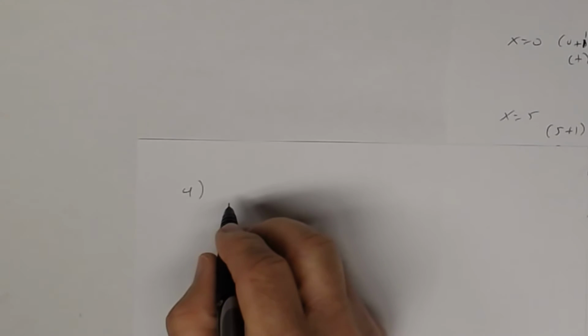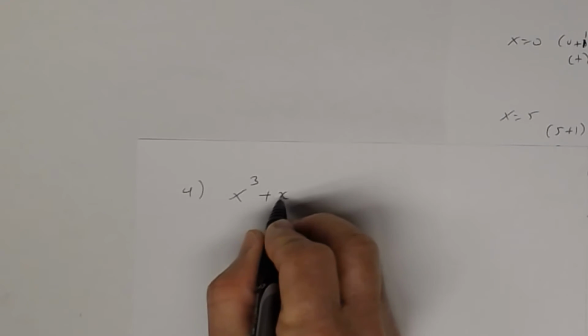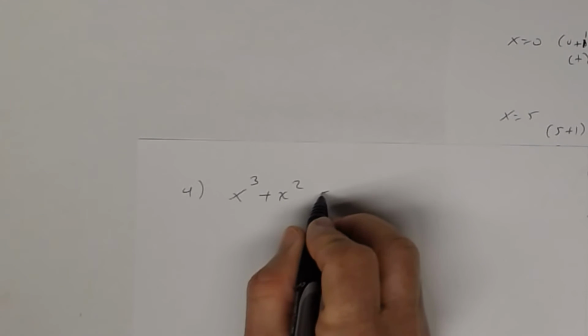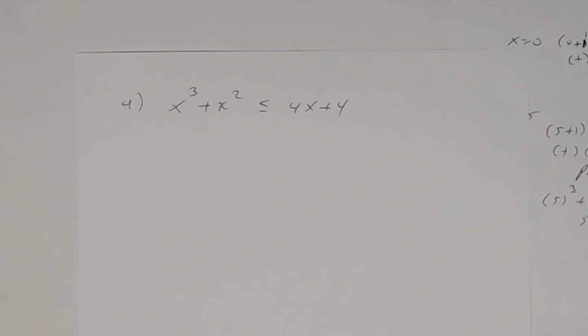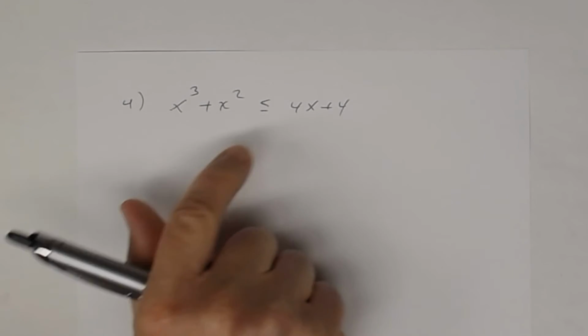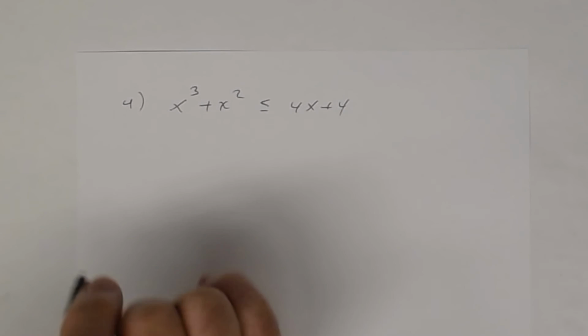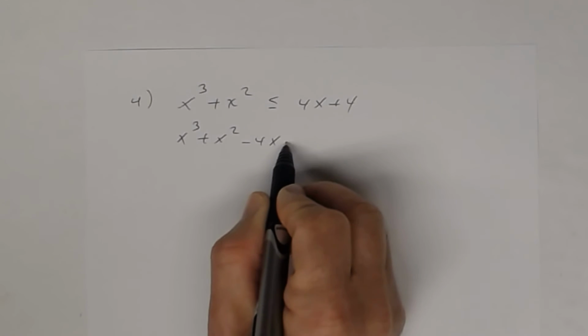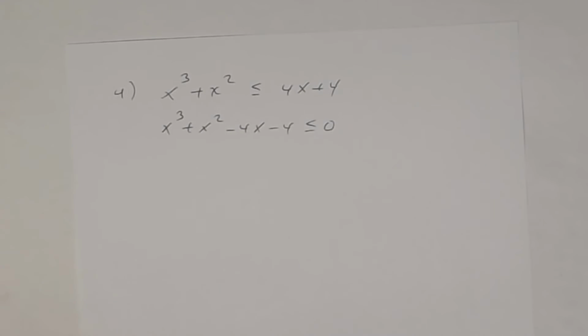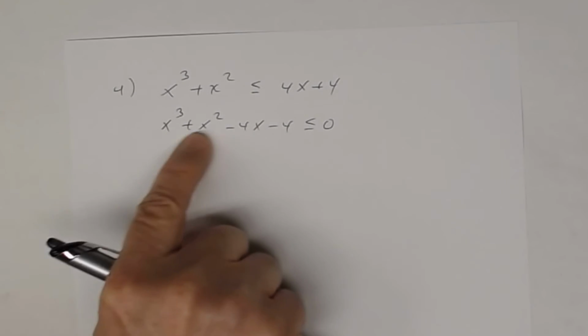Let's look at number 4. Let's do one more because of the time. Number 4, I have x cubed plus x squared is less than or equal to 4x plus 4. All right, so what's the first thing you need to do? Well, the first thing you need to do is make sure that this is in standard form. So you have to have 0 on that other side, and you don't. So let's bring these two terms to the left side. When I do that, I get x cubed plus x squared minus 4x minus 4 is less than or equal to 0.